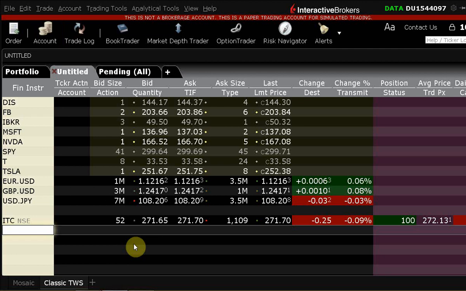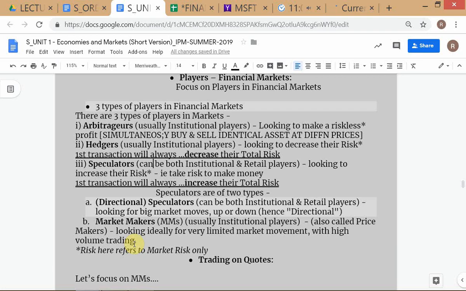Okay, whose first transaction has increased the risk. Okay, so now we are talking about the two categories of speculator. We have defined speculator. There's a further distinction made within the category of speculators: directional speculators and market makers. Why do I say this? Because here you'll understand the difference between the two types of business, the market making business and the directional speculation business.